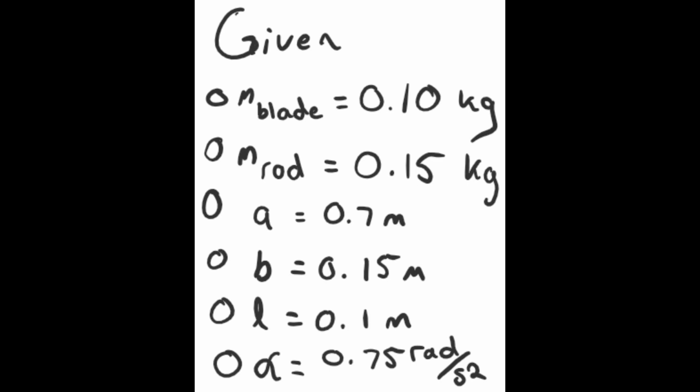And I calculated the angular acceleration to be 0.75 radians per second squared. The way I got that was from how long it took from initially turning on the fan and then getting it up to speed. I just timed it, and then using the previous recording, I figured out what the angular velocity was, and then using kinematics, I was able to determine the angular acceleration.